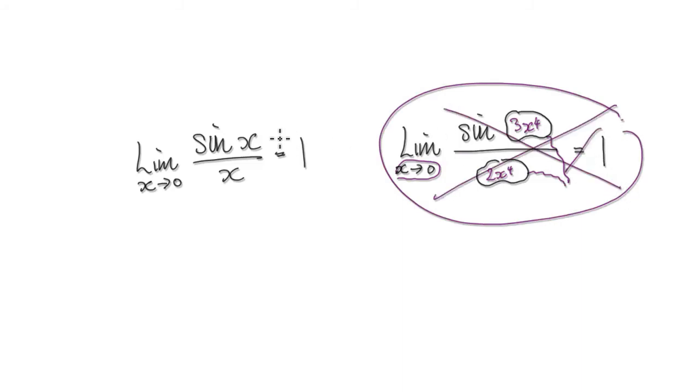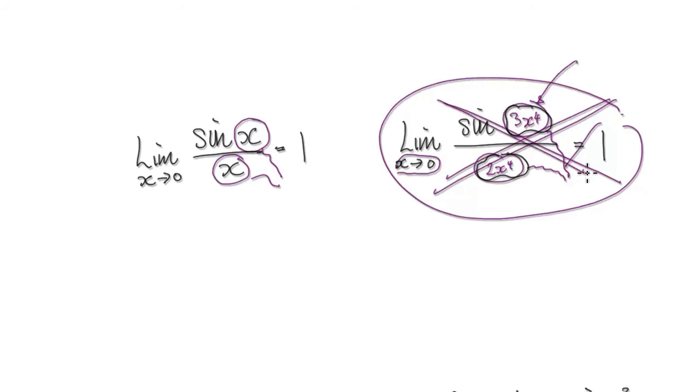Remember, from our proof, these two have to head towards 0 at the same rate. They must head towards 0 at the same rate. You see here, this one here heads towards 0 a lot faster than this one here, so we can't conclude here. Let me illustrate why this is the case.